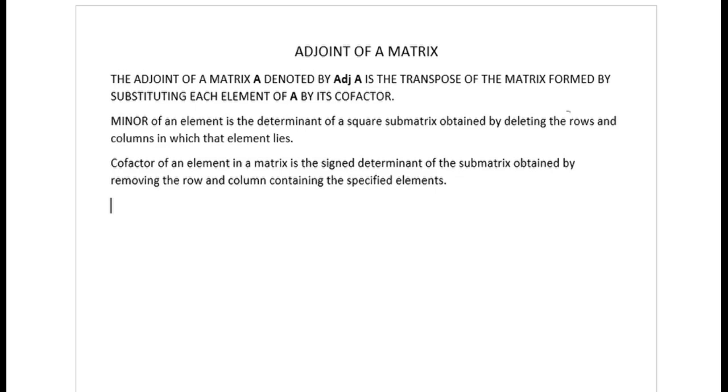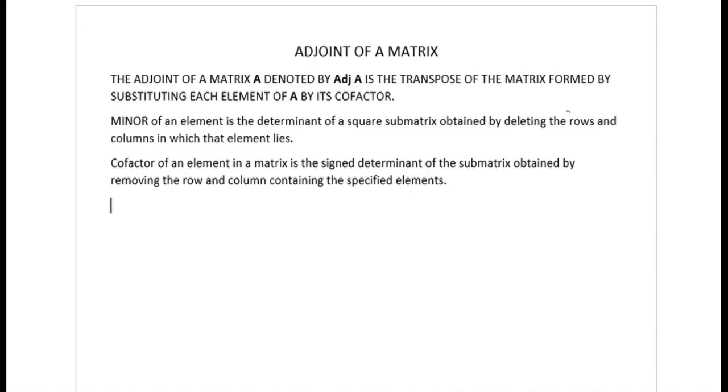Today we'll be talking about the adjoint of a matrix. By the time we fully understand what the adjoint of a matrix is and how to compute it, we'll be able to use it to get the inverse of a matrix. Particularly, we'll be looking at a square matrix of 3 by 3 order, a matrix that has 3 rows and 3 columns.